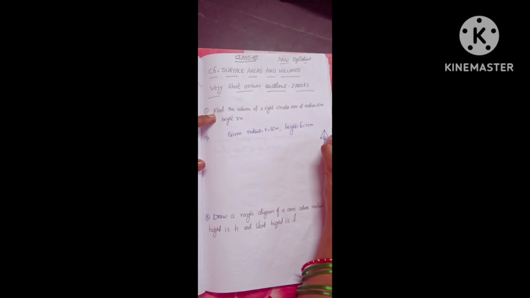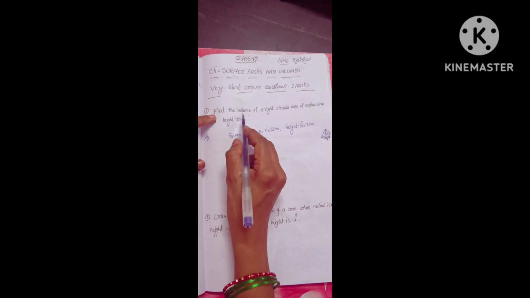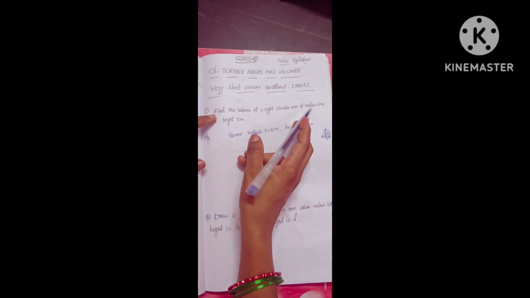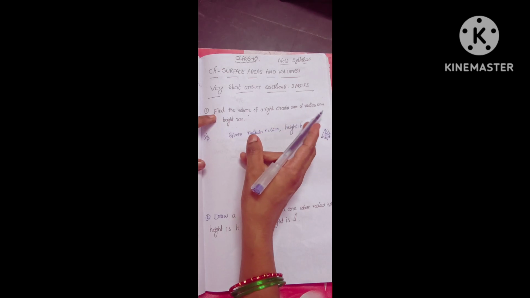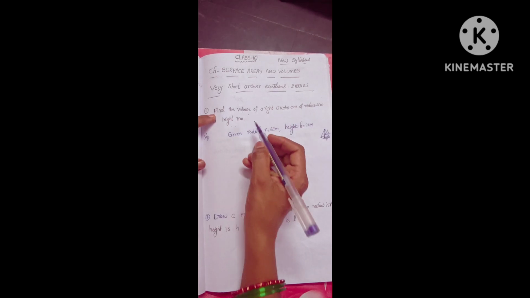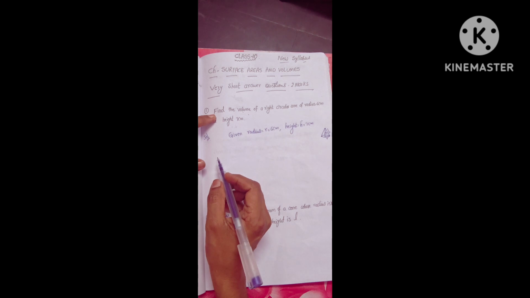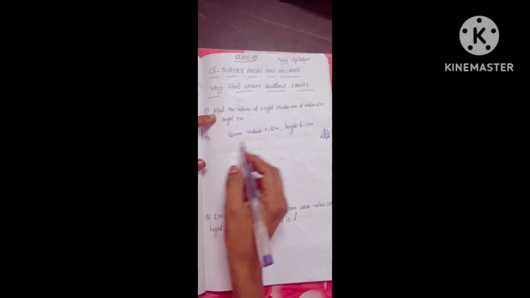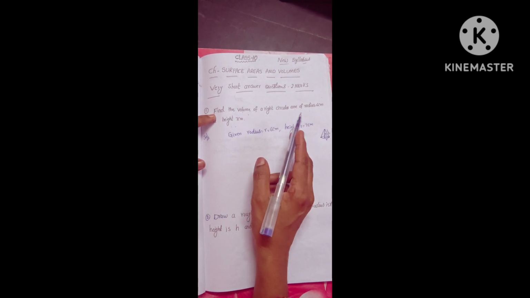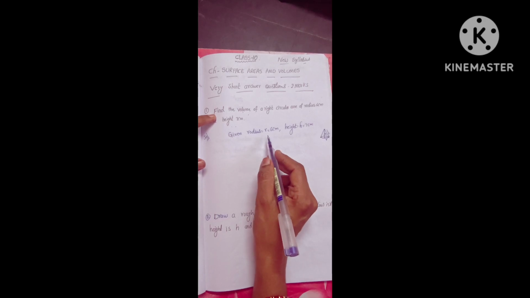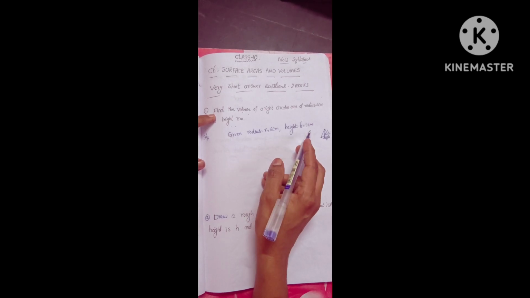Clear? From here to here, this distance is r, this distance is h, and this distance is l, the slant length. So I want to find the volume of the right circular cone of the given radius 6 centimeters, height 7 centimeters. In every problem, first of all, write the information given in the question. In the question they gave radius and height, so I mentioned here radius 6 centimeters, height 7 centimeters.